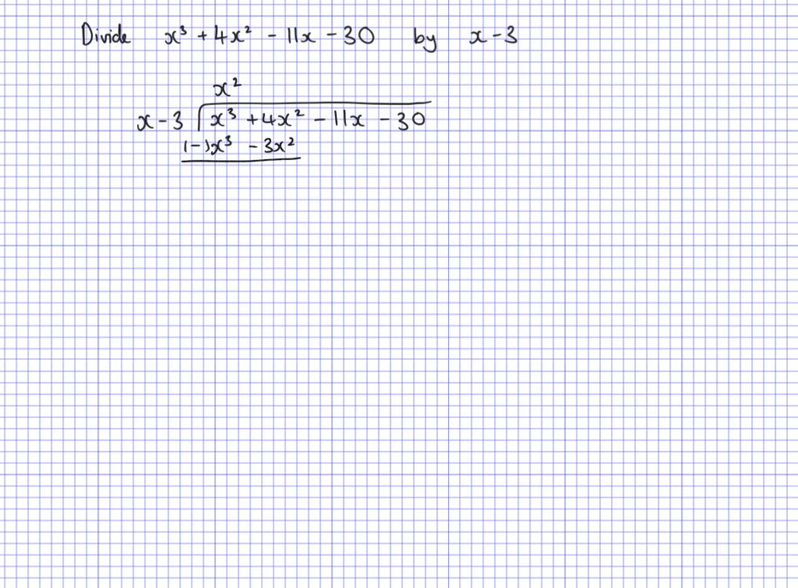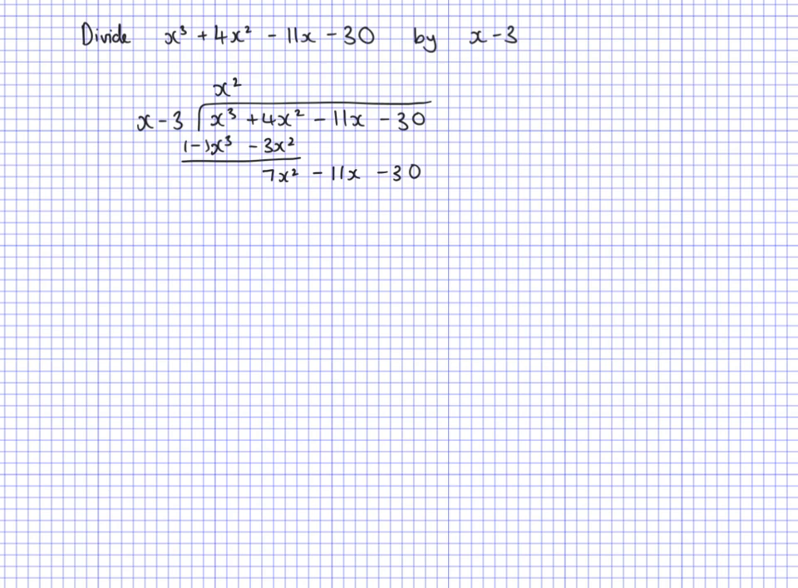Okay, so if I subtract that from my polynomial, these are the terms that we're looking at, the x cubed terms and the x squared terms. x cubed take away x cubed is nothing. 4x squared take away negative 3x squared is actually 4x squared add 3x squared, which is 7x squared. So we have 7x squared here. Now you can see that we've already subtracted the x cubed term. So this is why this method works. So if I now bring down the 11x here and the negative 30 here, we can carry on. So we have take away 11x, take away 30.